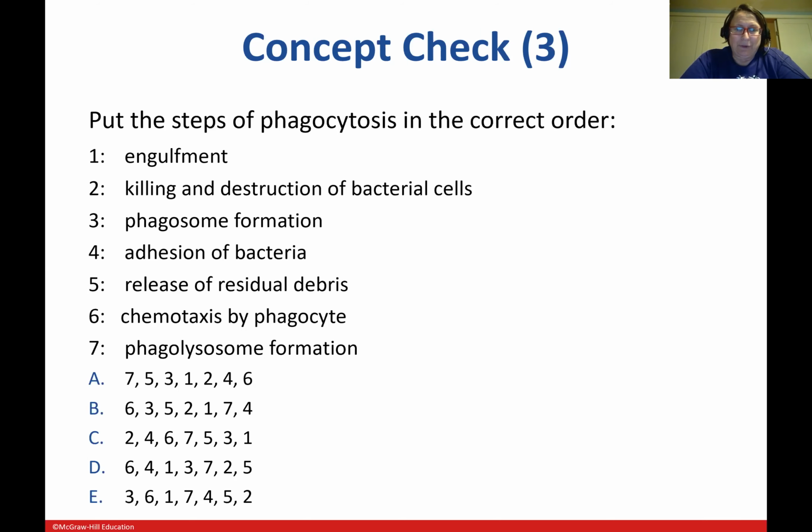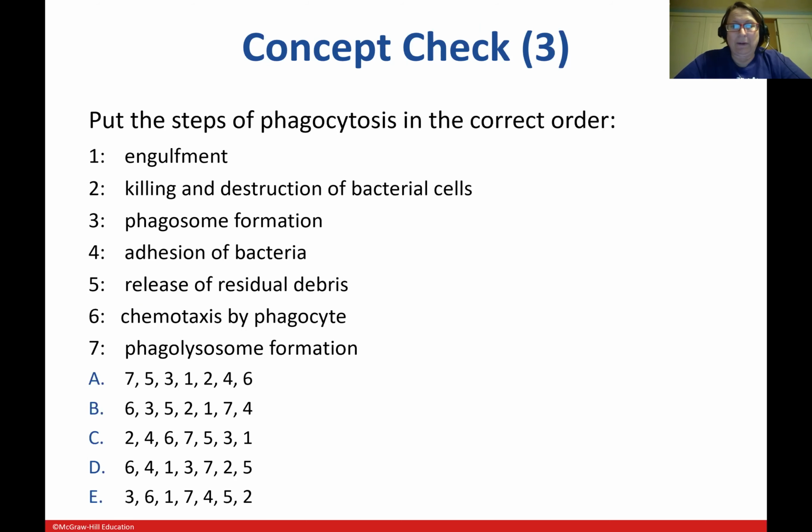The next step after that is the phagosome formation. After it engulfs the bacteria, it forms that bit of membrane around it. And then the next step is phagolysosome formation. Lysosomes with all of those digestive enzymes become a part of the phagosome, and that begins the digestion process. The ultimate result of that is the destruction of the bacterial cell.